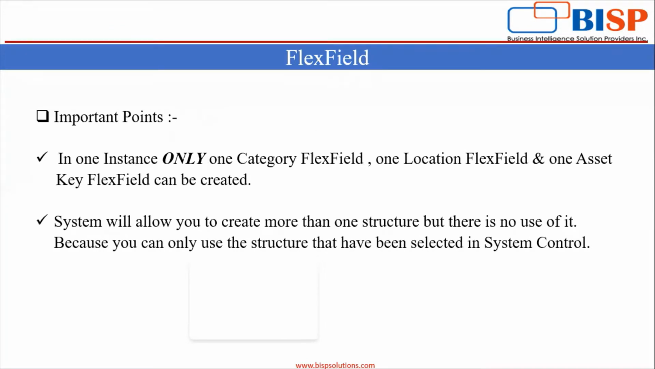So these are the important points that we have to keep in mind while creating the flex field. In one instance, only one category flex field, one location flex field, and one asset key flex field can be created. System will allow you to create more than one structure, but there's no use of it because you can only use the structure that has been selected in system control.